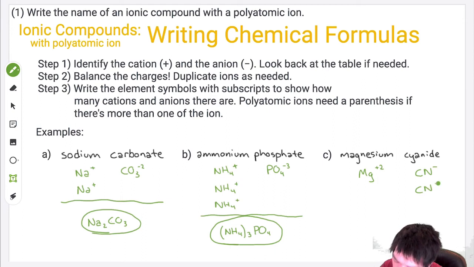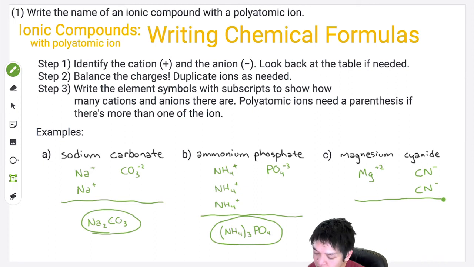Duplicate it. Alright, there's another one. Now, the amount of negative charges is now -2, so that balances with the positive, so I can go ahead and write the chemical formula. So, how many magnesium ions are there? Well, there's only 1, so just leave the subscript blank. How many cyanide ions are there? Well, there's 2. Okay, there's 2.